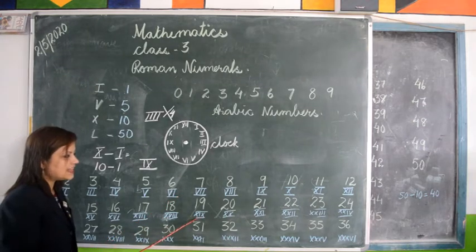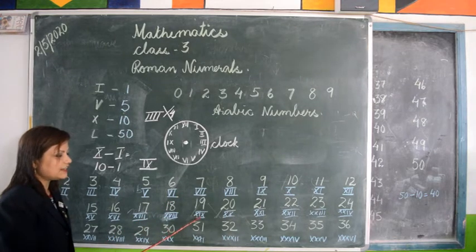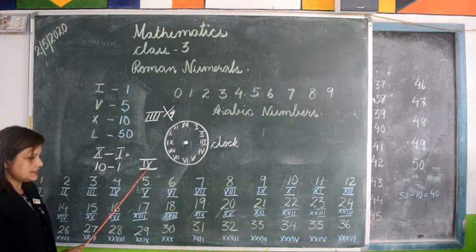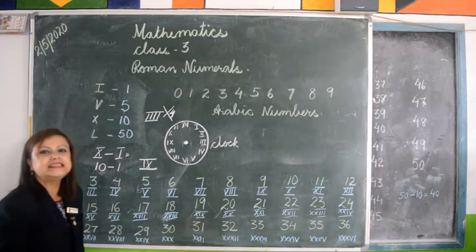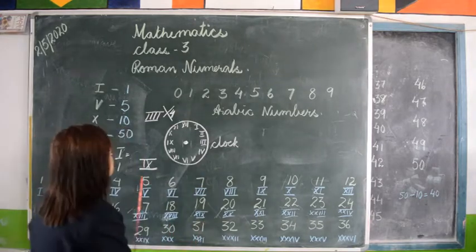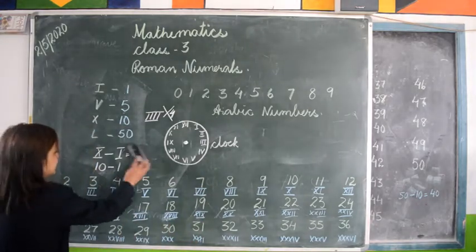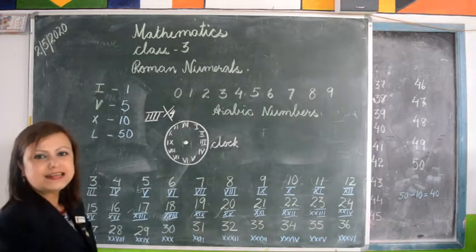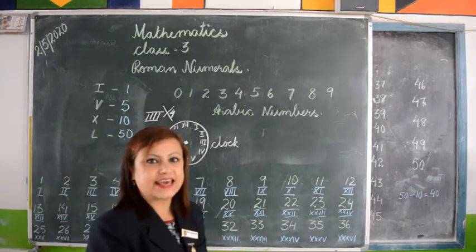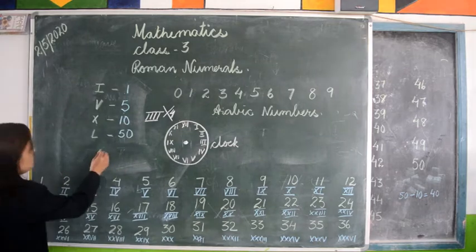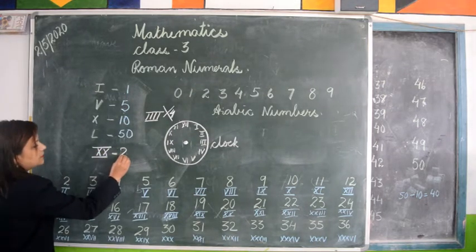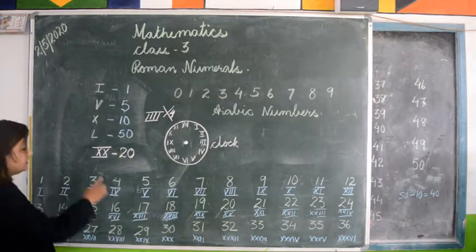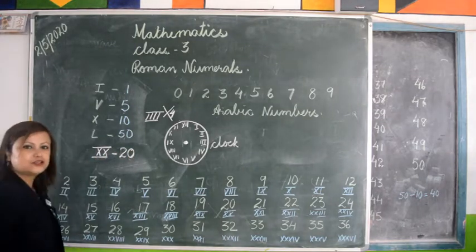Again, when we make 19, 10 plus 9, we have already made number 9, isn't it? 10 plus 9, 19. And 20, how do we write 20? 10 plus 10 makes 20. 10 plus 10, how do we write 10? X plus X, isn't it? So, this is how we write the number 20. 10 plus 10 makes 20.